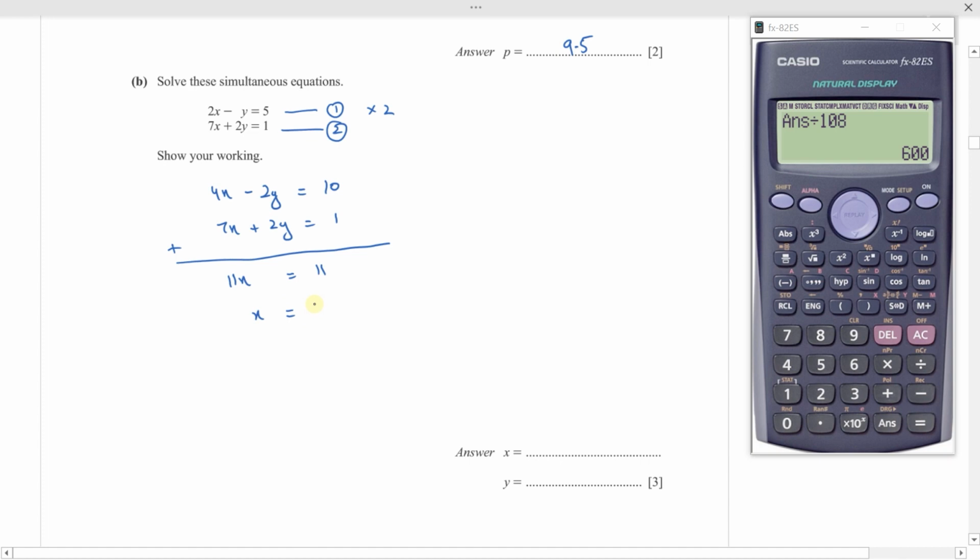And this will give you x equals 1. And now you can substitute x equals 1 in any equation. I will substitute it in equation 2. So put x equals 1 in equation number 2. So this will be 7 into 1 plus 2y equals 1. 2y will be equal to 1 minus 7. 2y equals minus 6, which gives you y equals minus 3. So x equals 1 and y equals minus 3.